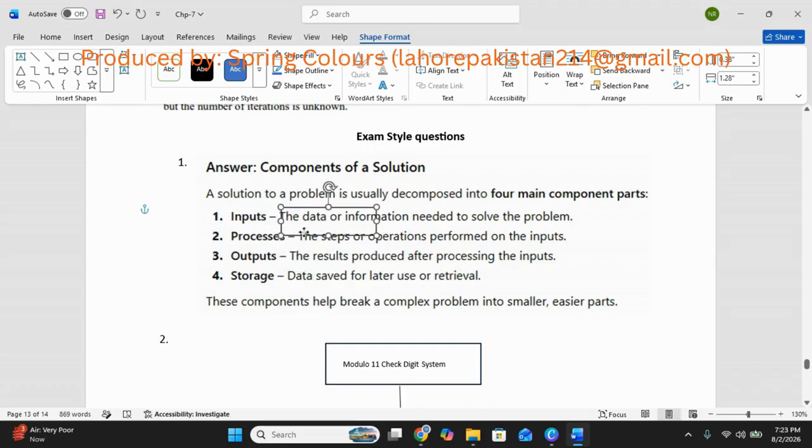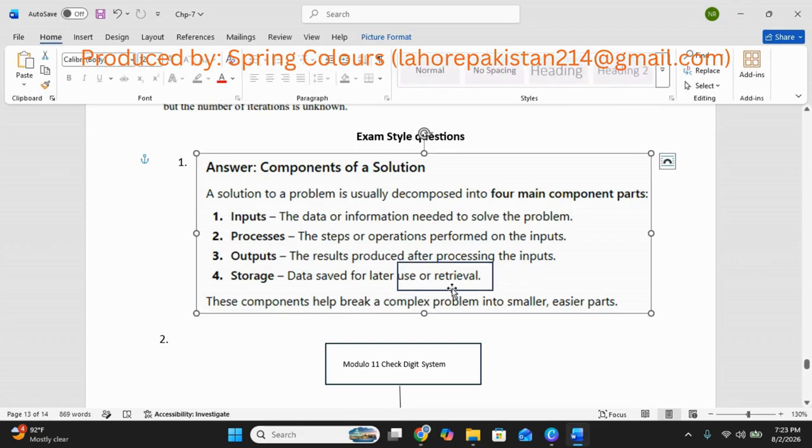First is input, the data or information needed to solve the problem, which is taken from the user. Then some processing is done on the input, the steps or operations performed on the inputs. Then the output is shown to the user on screen, the results produced after processing the inputs. And then important data is stored on some specific disk or drive, data saved for later use or retrieval. So these components help break a complex problem into smaller and easier parts.